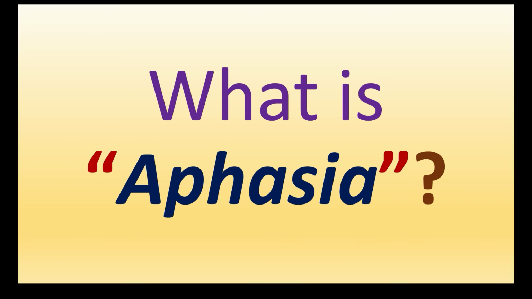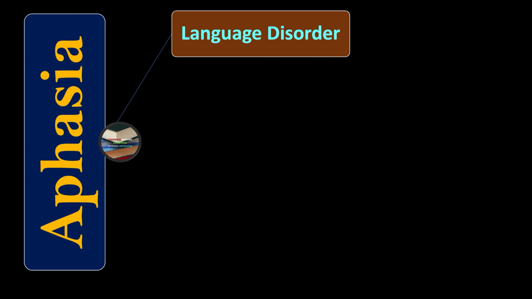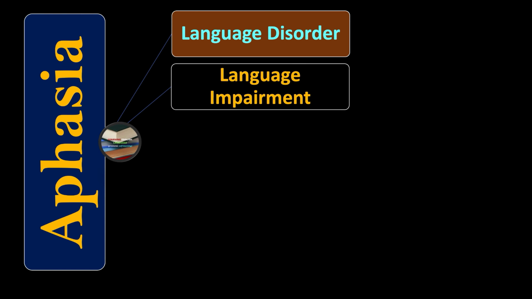What is aphasia? Aphasia, it is a language disorder. That is, there is some problem in the way language should be executed. Sometimes we also call it language impairment. That is, language is damaged in the brain. The power of language is affected, impaired, destroyed, ruined. A person is unable to communicate in a better way.